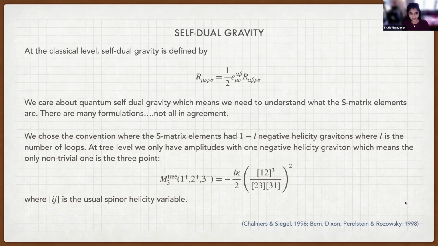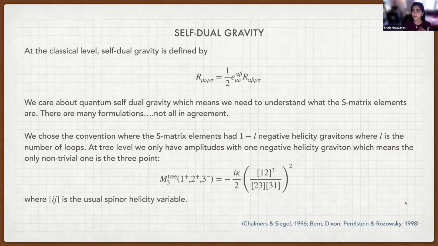But I should say that when we tried to understand exactly how to write down the S-matrix elements, we came across many formulations in the literature. Many people have written down many different Lagrangians for self-dual gravity. Some people have written them with Lagrange multipliers, and you need to integrate out the fields to figure out what the equations of motion are.